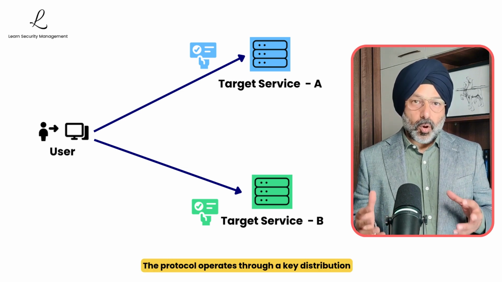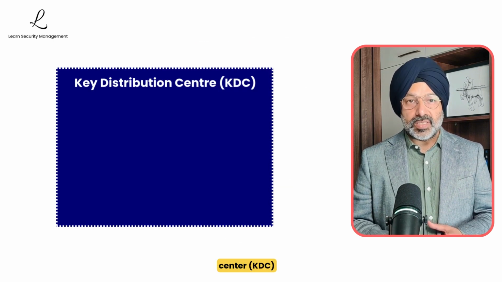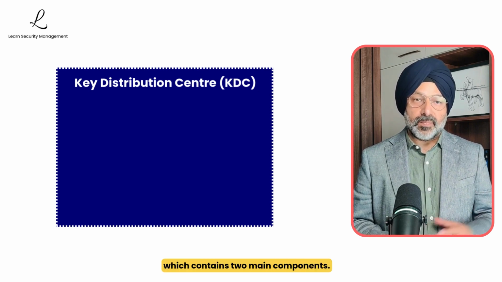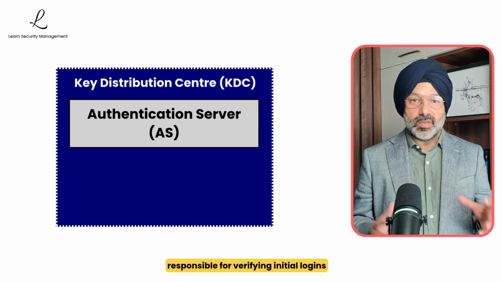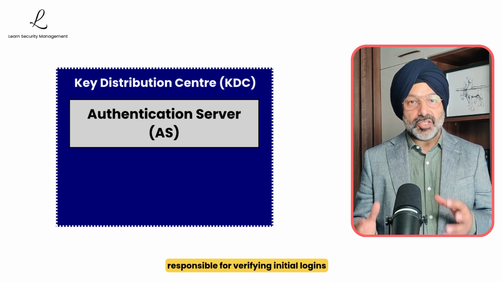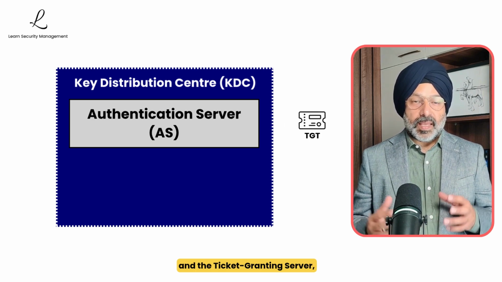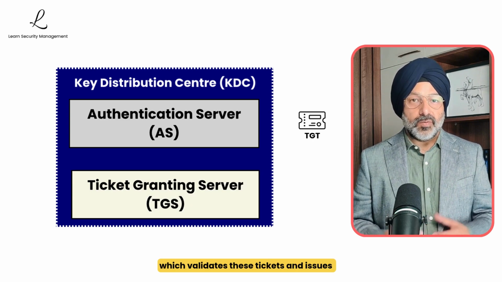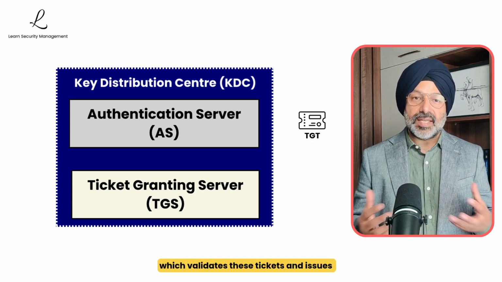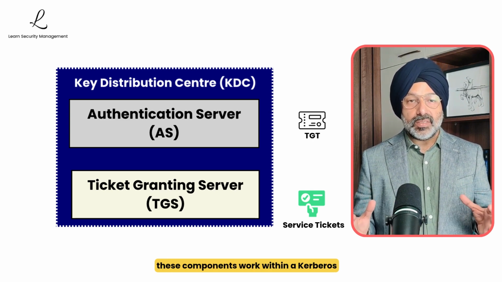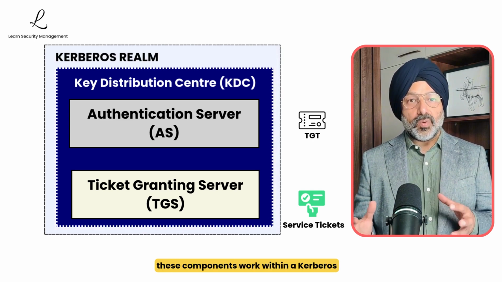The protocol operates through a key distribution center, KDC, which contains two main components: the authentication server, responsible for verifying initial logins and issuing granting tickets, and the ticket granting server, which validates these tickets and issues service access tickets. All of these components work within a Kerberos realm.